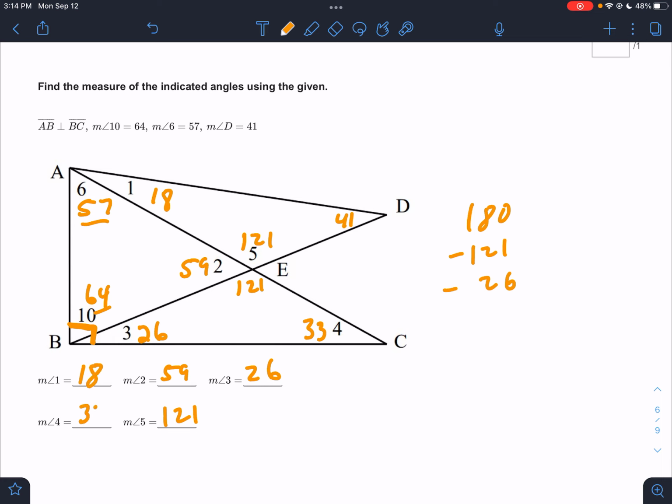This is just using your not parallel lines, the perpendicular line and your triangle properties. That's all this one is. There's multiple routes to these answers. You did not have to get them the way that I did.